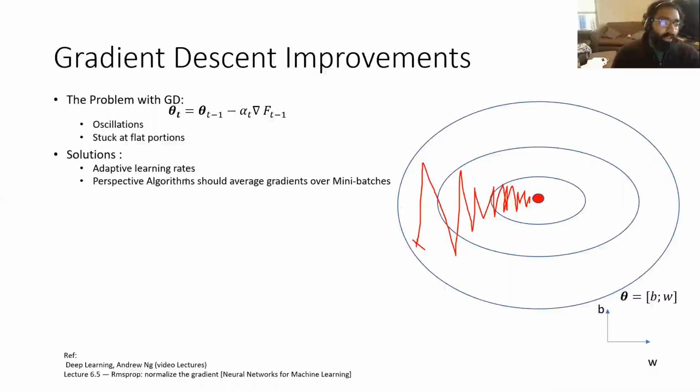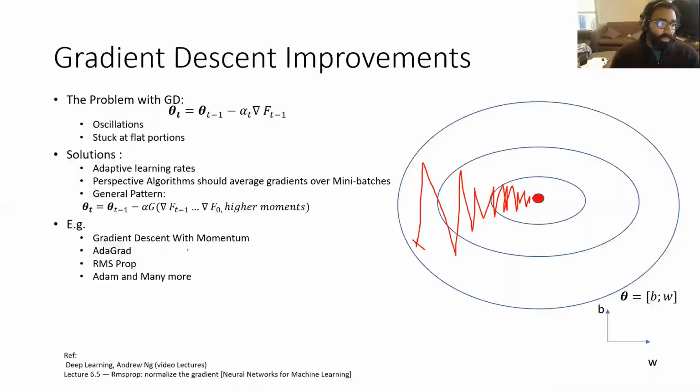And one more thing which is necessary for stochastic gradient descent is that the algorithm should average the gradient over many batches. So that is one of the requirements for the stochastic gradient descent. And the general pattern of such an algorithm is like this. You have an update. Instead of using a simple gradient, you use a function of moments or higher moments over the past time. So let us discuss some of the example problems.